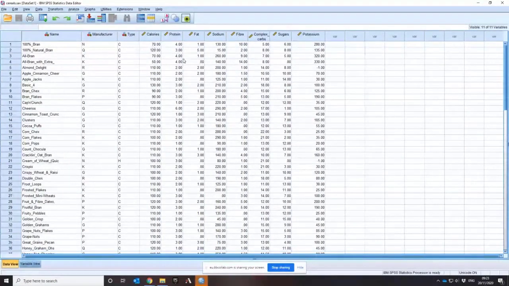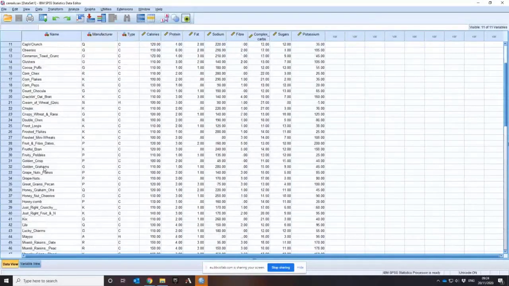So this data could be collected in two different ways. One, you go out and buy loads of cereals, read the things off the side of the packet and put it in the table. Or two, you go and buy loads of cereals, you give them to an analytical lab that then does the experiment that allows you to figure out the calories, the amount of protein and fat and sodium and fiber and complex carbs and sugars and potassium. You can do it either way.